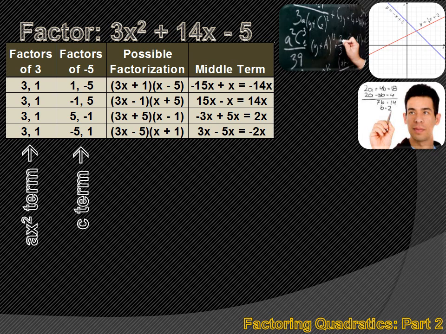And the second possibility resulted in 15x minus x, or 14x. Well, that's what we're shooting for, 14x. So we know what our answer is. We don't have to do these last two because there's only going to be one answer. And that answer is 3x minus 1 times x plus 5.